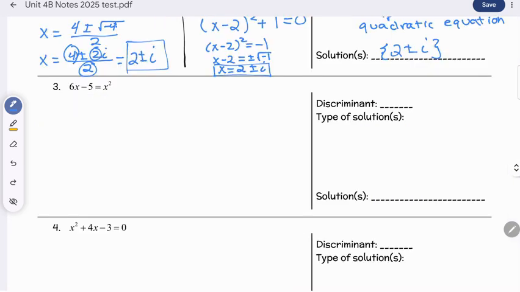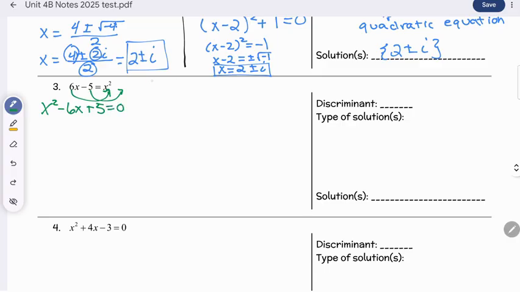Right. For our next example, we are looking at 6x minus 5 equals x squared. Now again, we're in a situation where we don't have standard form, so we're going to have to make that happen. So I'm going to move these things over here because I like keeping my x squared term positive. So this is going to give me x squared minus 6x plus 5 equals 0.